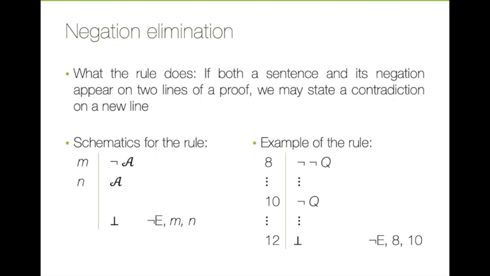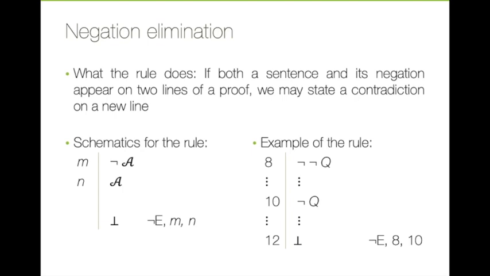This upside down T symbol that we see on a new line is a way of signaling that the lines of our proof have given rise to a contradiction. So you conclude, if we see not A and A, we have a contradiction in our proof. And we write that with this upside down T and justify it with the negation elimination rule and the lines M and N on which the negation and the positive sentence appear.